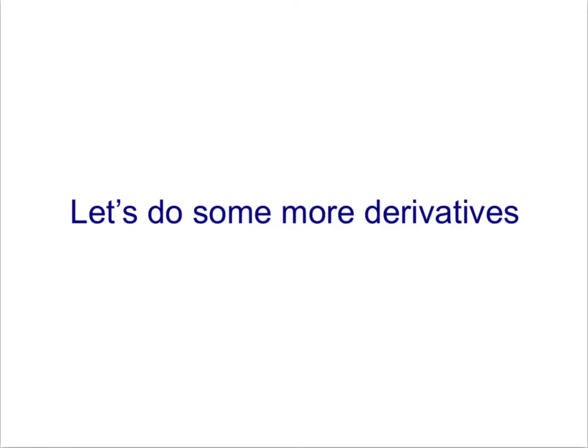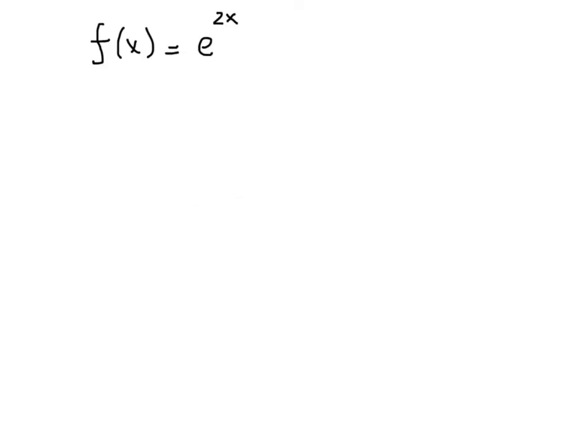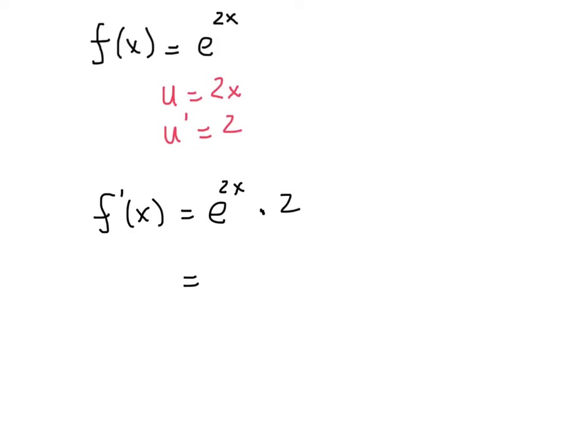So let's do some more derivatives. We start with f of x equals e to the 2x. And I'm going to write it up top so I can have a little more room. In this case, we have a composition, and here u equals 2x. That means u prime is 2. And so I can simply write this derivative as e to the u, which is e to the 2x, times 2. But we usually put that 2 out in front as a constant multiple. So the derivative of e to the 2x is 2e to the 2x.